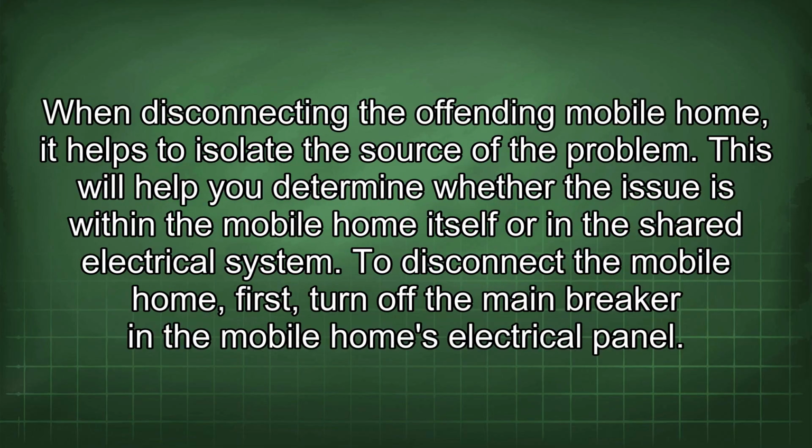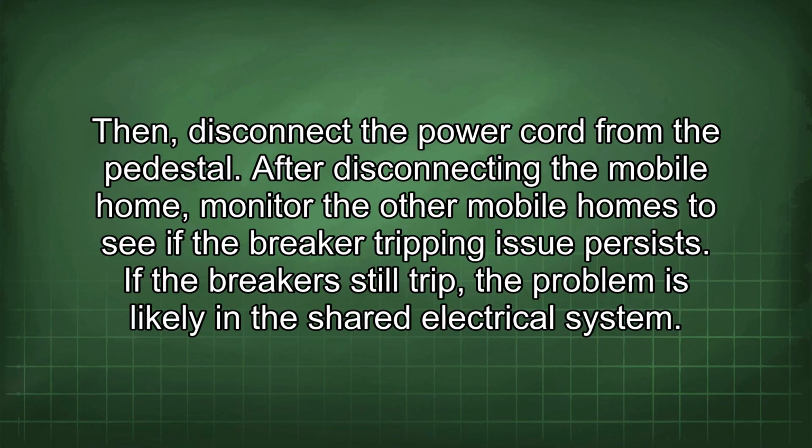When disconnecting the offending mobile home, it helps to isolate the source of the problem. This will help you determine whether the issue is within the mobile home itself or in the shared electrical system. To disconnect the mobile home, first turn off the main breaker in the mobile home's electrical panel. Then disconnect the power cord from the pedestal.